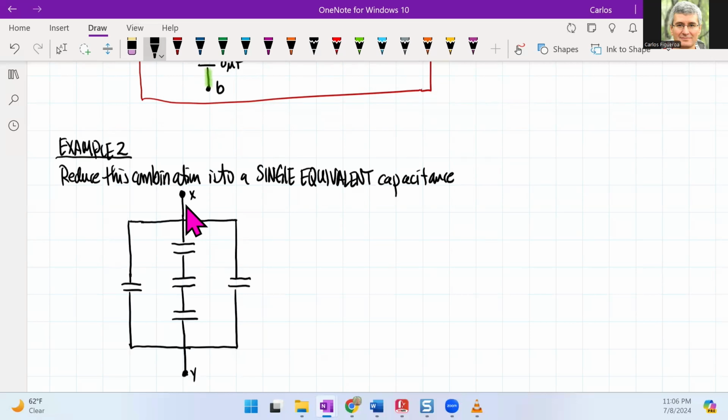So now I'm just going to give these values, and I'm going to say that this is 18. In this case, it's going to be nanofarads. This is 7.5 nanofarads. This is 30 nanofarads. This is 10. And then finally, this is 6.5 nanofarads. So now my whole goal is to replace this with a single capacitor with capacitance CXY.